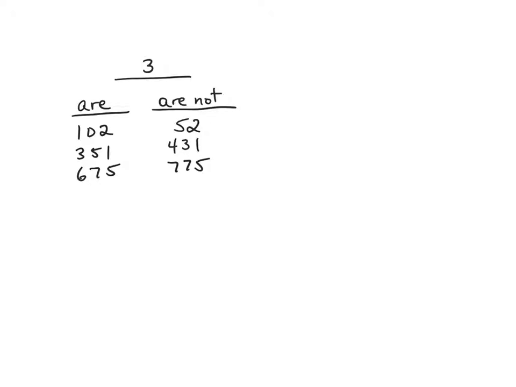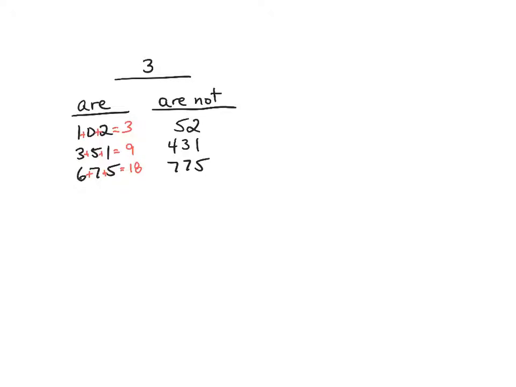As you take a look at the numbers to the left, you might notice that if you add each of the digits together, you are going to have a multiple of 3. So if I add up 1 plus 0 plus 2, I get 3, and 3 is a multiple of 3. If I add up 3 plus 5 plus 1, I get 9, and 9 is a multiple of 3, or it's divisible by 3. If I add up 6 plus 7 plus 5, I get 18, and once again, 18 is a multiple of 3, or we could say 18 is divisible by 3.